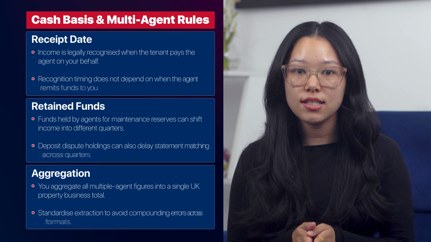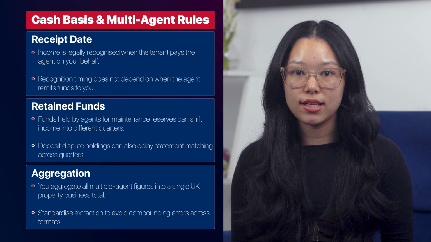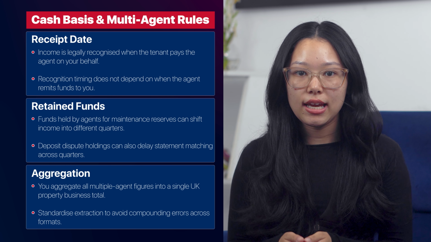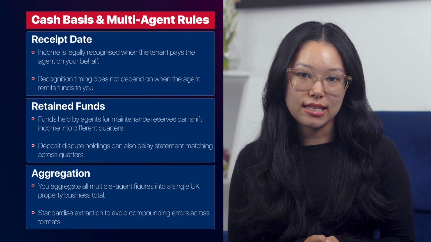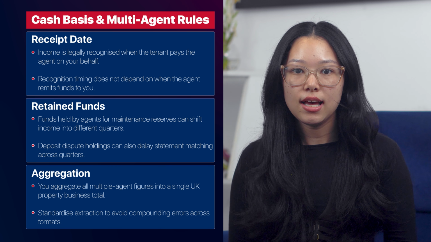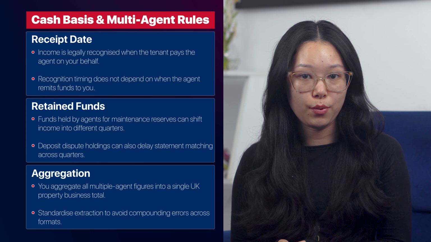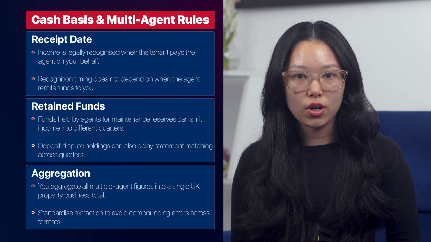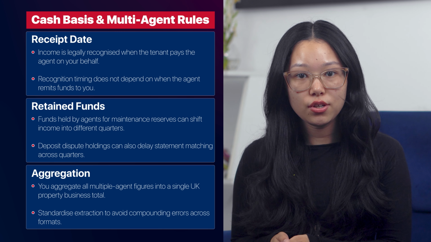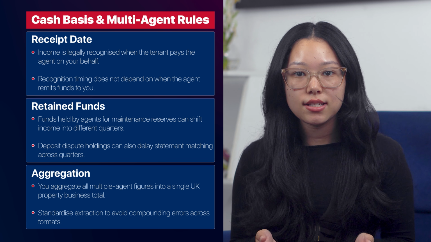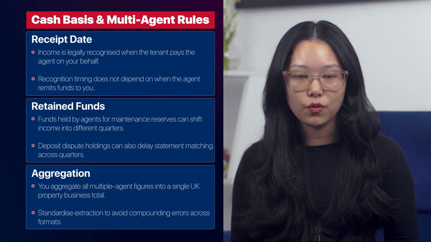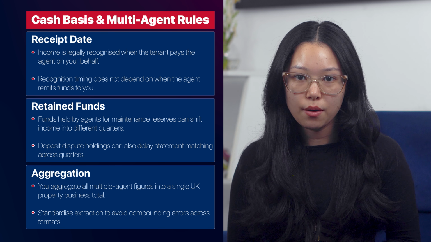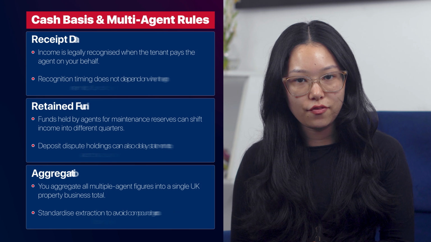Two more wrinkles. Under cash basis, the income date is when the tenant pays the agent because the agent receives it on your behalf, not when the agent remits to you. Usually that's the same month, but if an agent holds funds, say for a maintenance reserve or a deposit dispute, the income can fall into a different quarter. And if you use more than one agent, remember that there's still just one UK property business. You aggregate every agent's figures into a single set of quarterly totals. Three or more agents, each with their own format, is where errors compound, so standardize how you extract the figures.